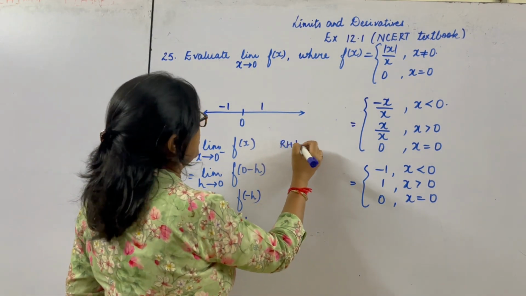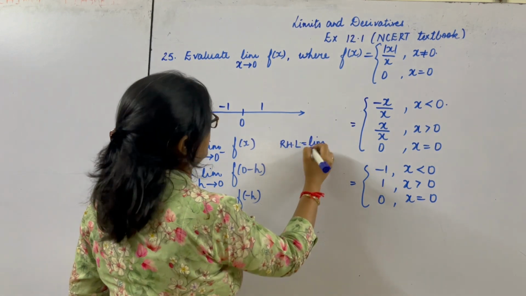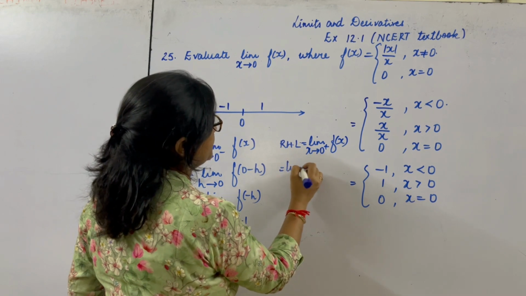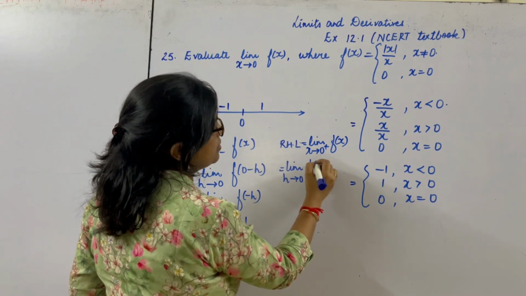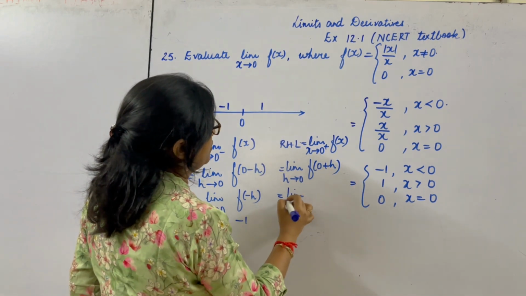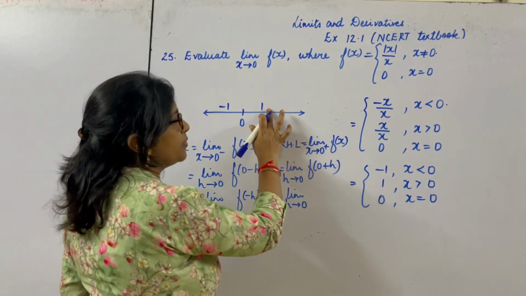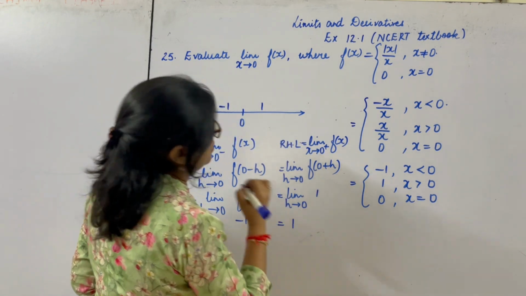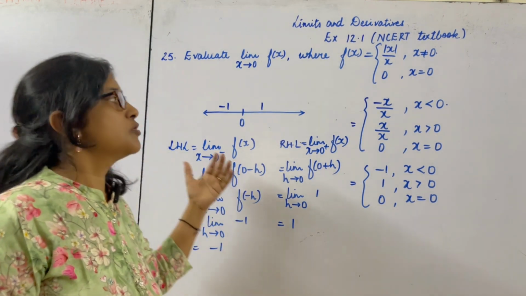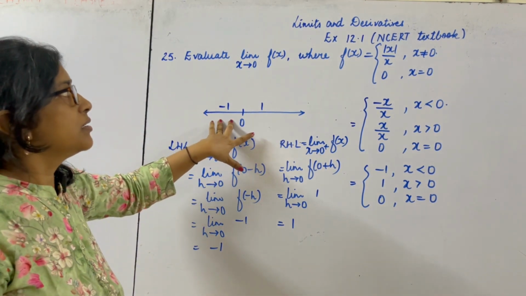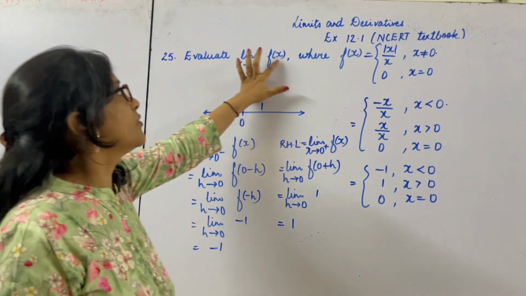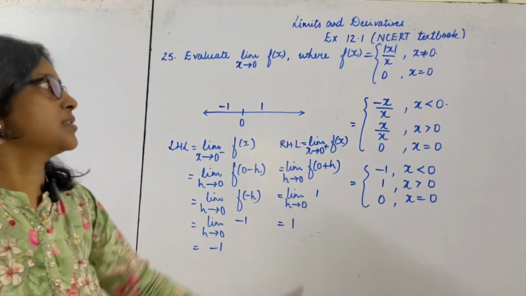And for right hand limit, x tends to 0 plus of f(x), which is 0 plus h, values bigger than 0. 0 plus h means f of h, and because it's a constant function, it's going to be 1 only. The left hand limit is minus 1, the right hand limit is 1. So obviously the function does not have a limit at 0. That means limit of f(x) as x tends to 0 does not exist.